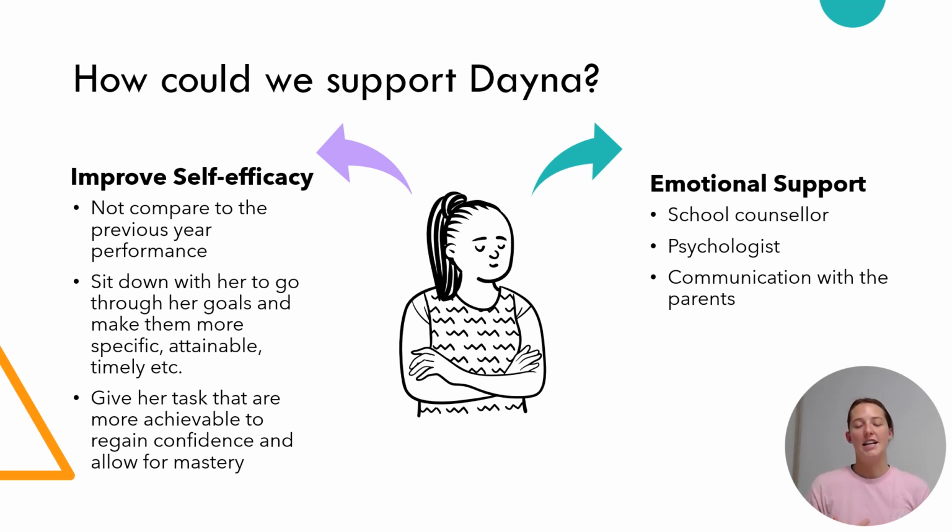And then another thing is that it's really important to improve motivation by gaining mastery. So maybe the teacher needs to give her tasks that are a bit more achievable to regain her confidence and again achieve mastery like she was in year 11. Now, the other part of this, I really believe as teachers, is the emotional support. So her context and environment is really challenging.